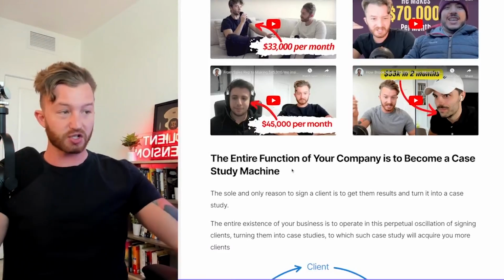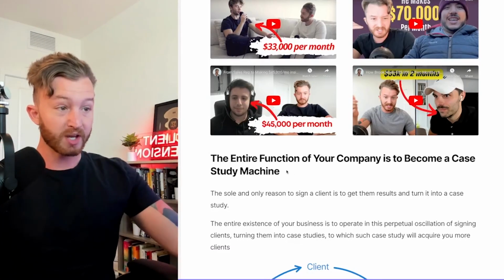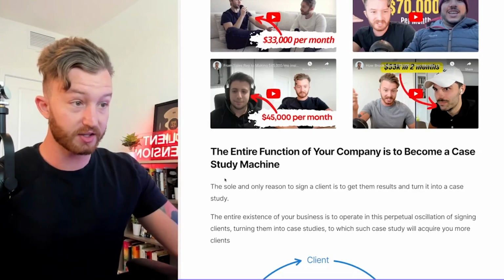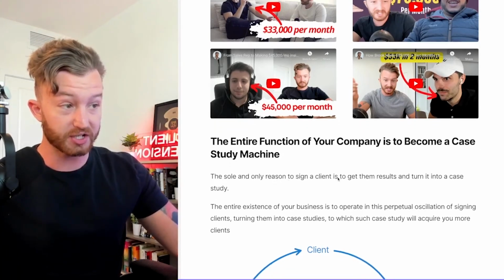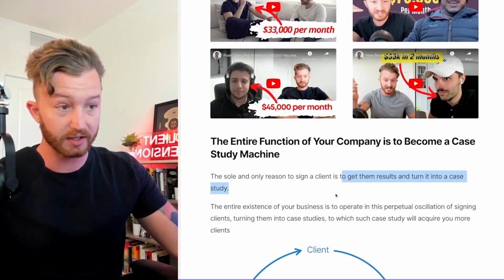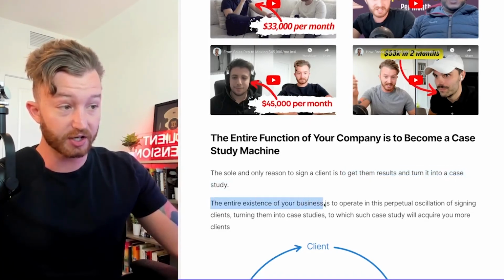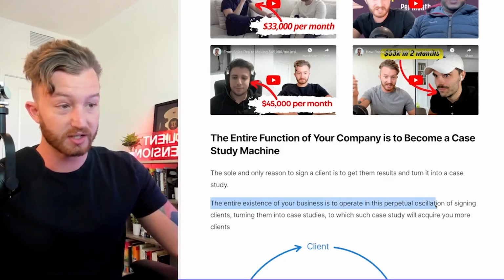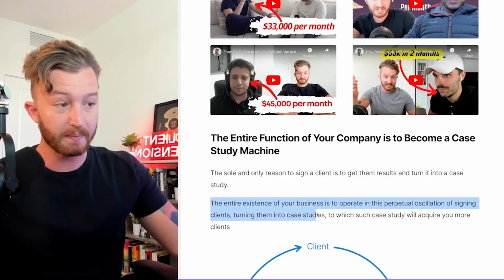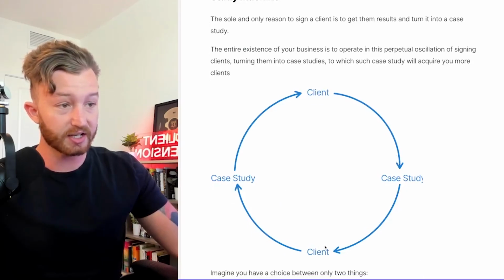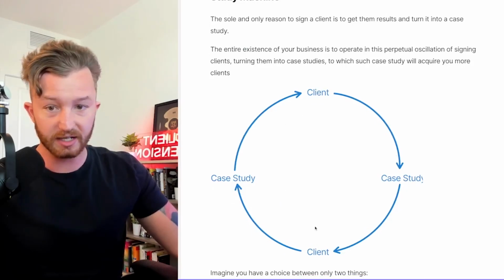But the entire function of your company is to become a case study machine, right? You have to understand this. The sole and only reason to sign a client is to get them results and turn it into a case study. The entire existence of your business is to operate in this perpetual oscillation of signing clients, turning them into case studies, to which such case study will acquire you more clients. It looks like this: client, case study, client, case study, client, case study, client, case study.